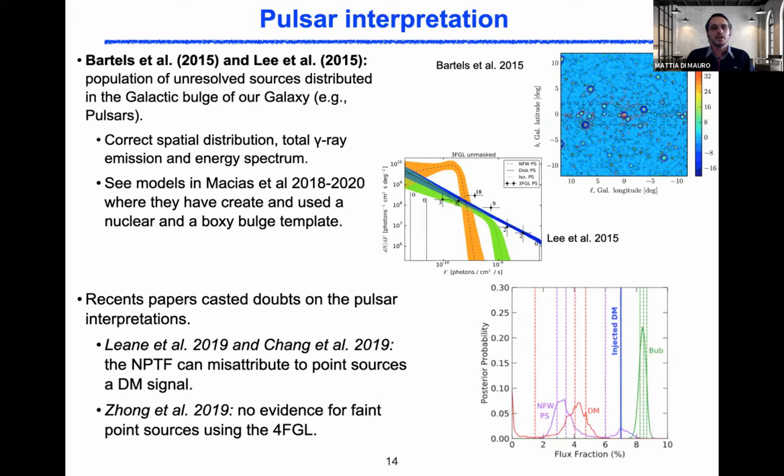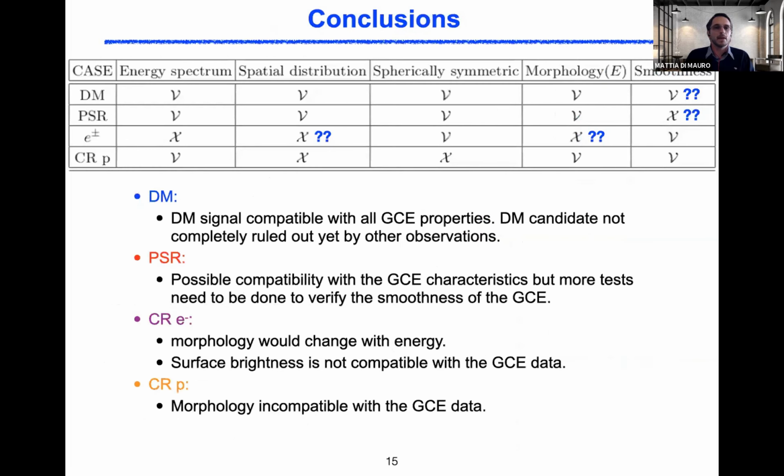But recently there were papers that cast doubts on the pulsar interpretation because they used simulations, and they saw that the non-Poissonian template fitting can misattribute the dark matter signal to point sources. And then Zhong et al. 2019 redid a wavelet analysis with the 4FGL, and they did not find any significant evidence of these faint point sources. So to conclude, we still have to do a lot of work for the dark matter interpretation.